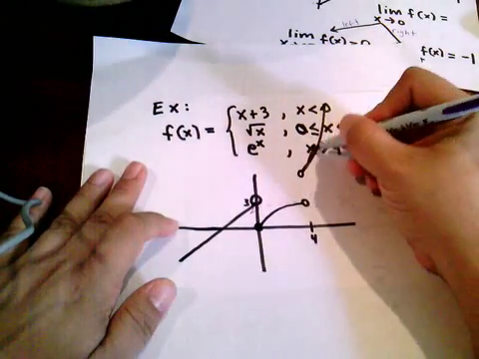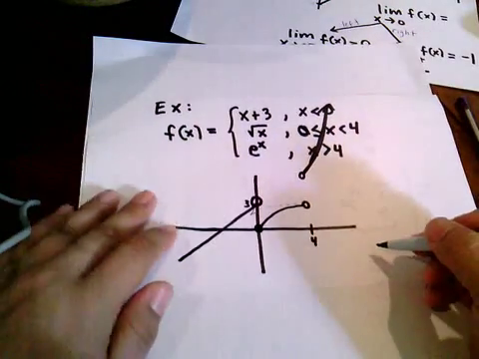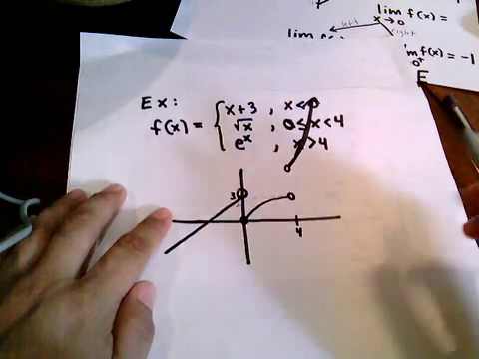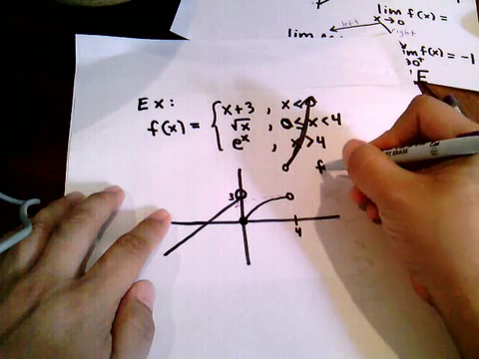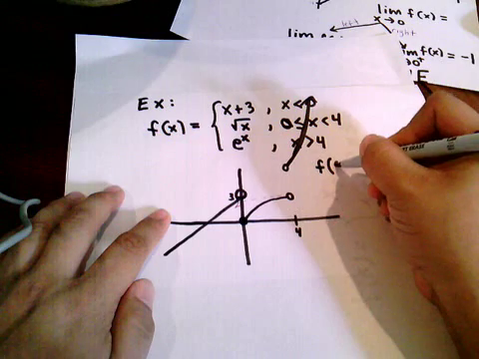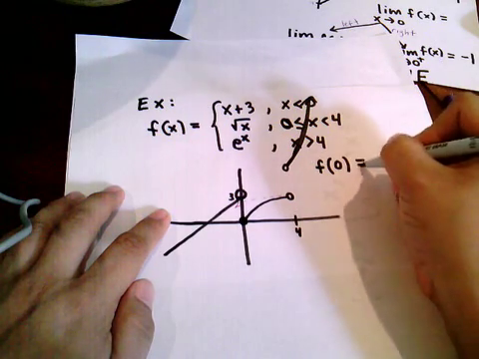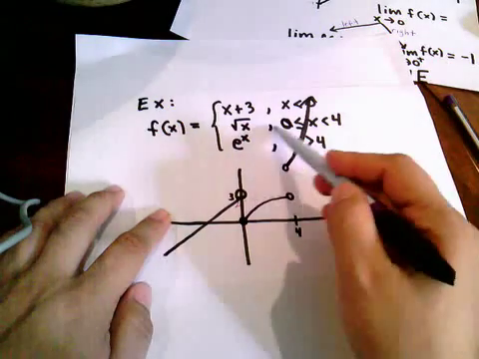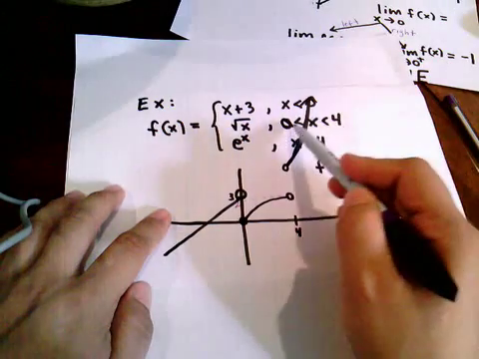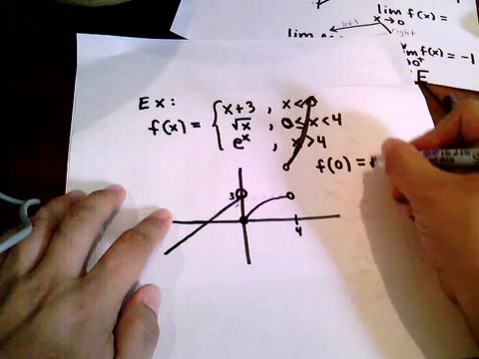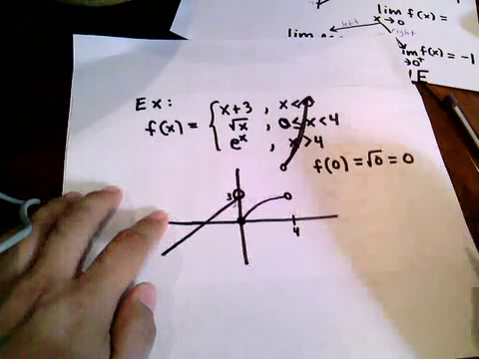Okay, now let me ask you several questions about this graph. What would the value of f of 0 be? That's right, since x is defined from 0 to 4, including 0, you'd simply take the square root of 0, which is 0.